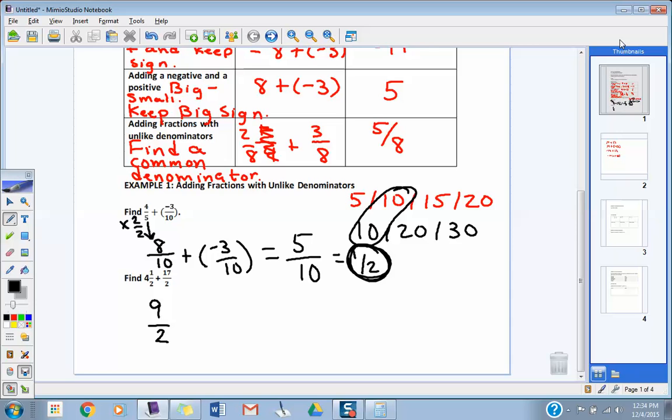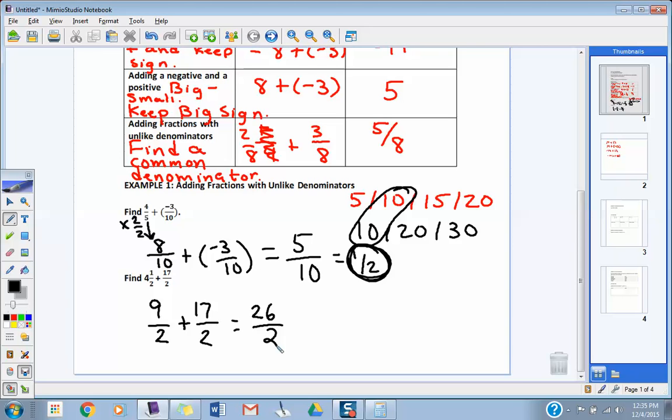Well, this becomes 9 halves plus 17 over 2. Quick question: are the denominators good to go, or do we need to work on them? Good to go, because they're the same, right, Devin? Excellent. So up top, what is positive 9 plus 17? 26. So it's the same as 26 over 2.